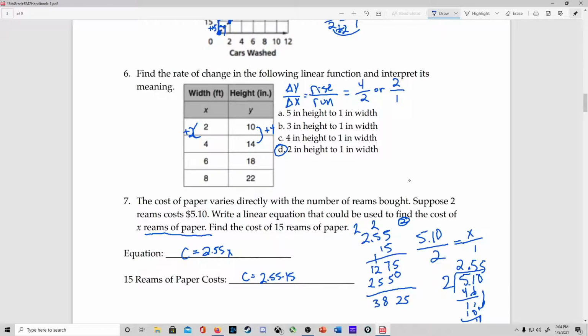Okay, we got to bring in 2 decimals, so 38.25. So that would equal 38.25. And that should make sense, right? 2 of them is $5.10, and this is about 7 times more, so this number should be around 7 times more than 5, which is 35. And so it should be a little bit more than that because it's more than double.